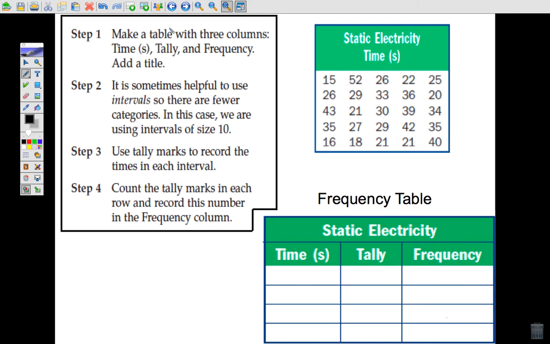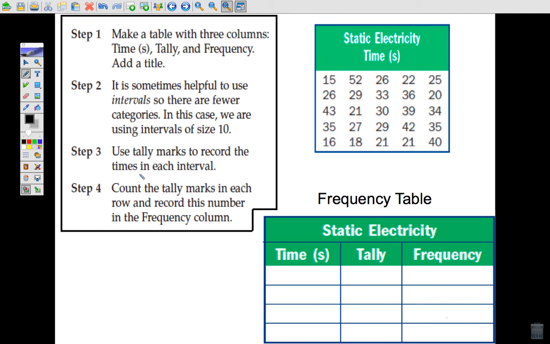So when we look at making a frequency table, we can take this information, and there's basically 4 steps. First of all, make a table with 3 columns, okay? Time, tally, and frequency. It's sometimes helpful to use intervals so there are fewer categories. Like in this case, you wouldn't want to make one whole row be 15 and then 16 and 17. We want to go through and make some intervals that make a little bit more sense.